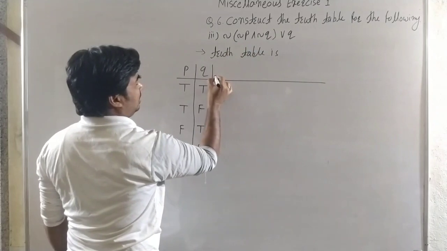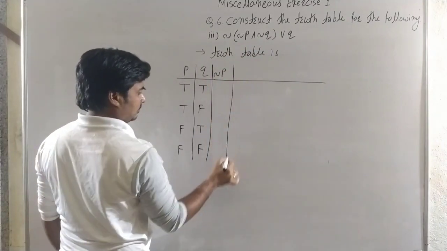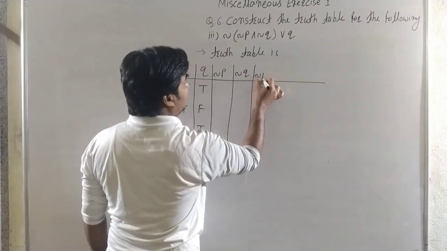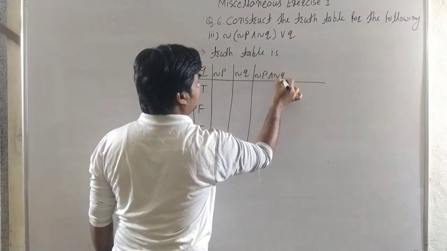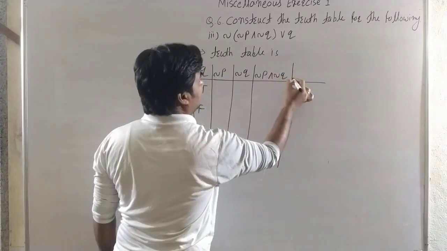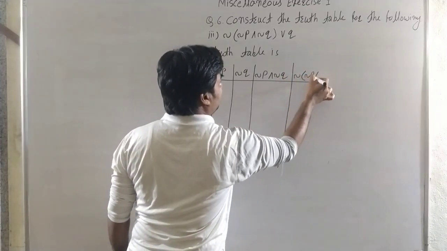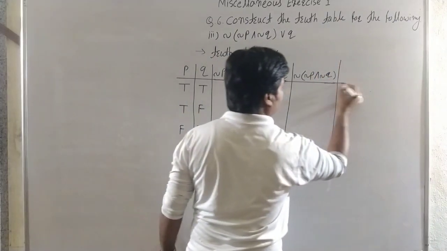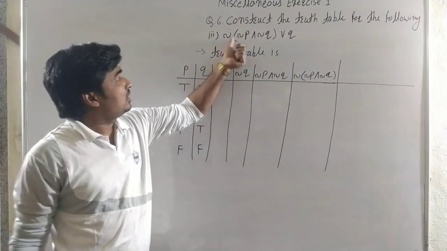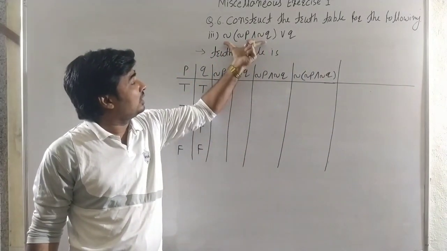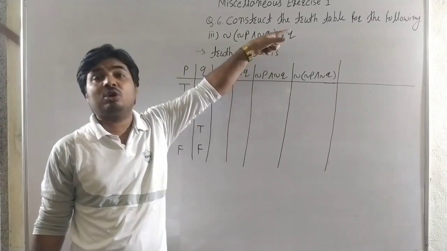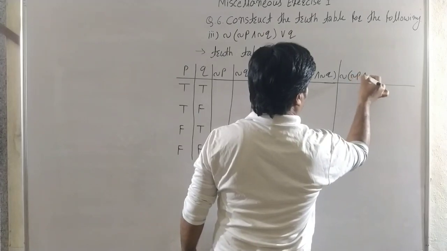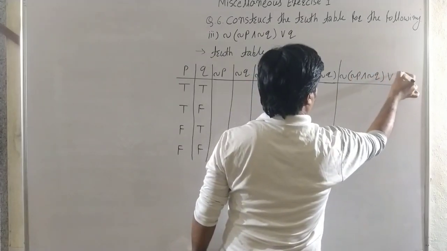Here, first find the negation P, then negation Q, then negation P and negation Q, then negation of negation P and negation Q, and last, negation of negation P and negation Q or Q.